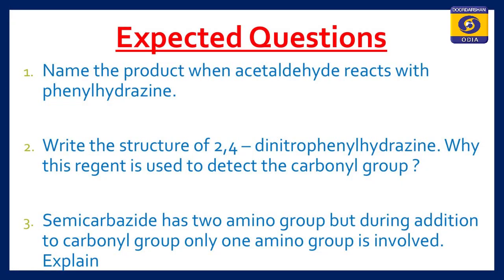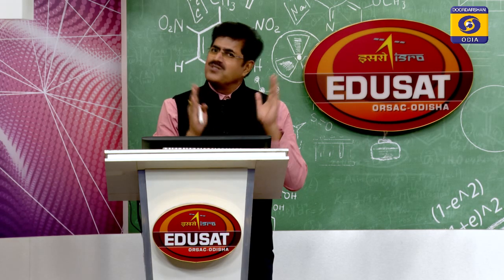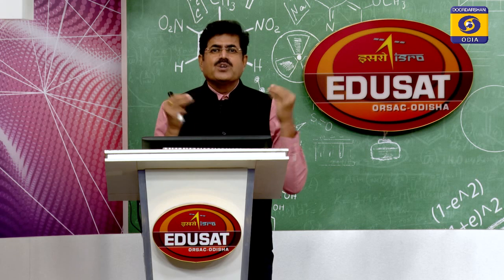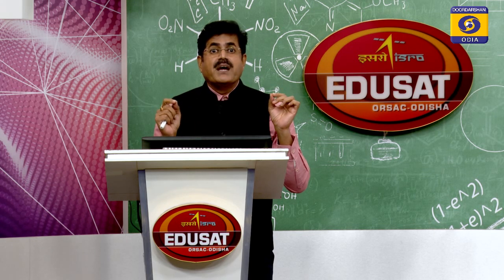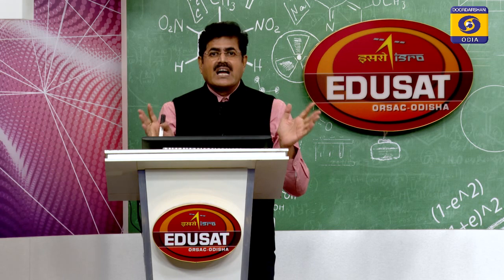Next, again some expected questions, displayed on a TV screen. Let us have a look. Name the product when acetaldehyde reacts with phenylhydrazine. You know that, we have already discussed this. Second question, write the structure of 2,4-dinitrophenylhydrazine, and why is this reagent used to detect the carbonyl group? I have already told you just a few minutes back that it is used to detect the presence of aldehyde and ketonic groups in compounds.